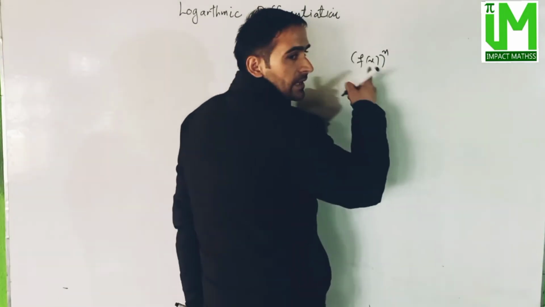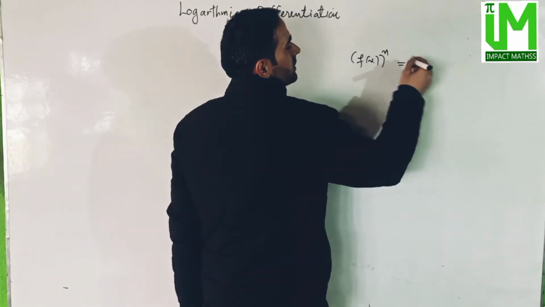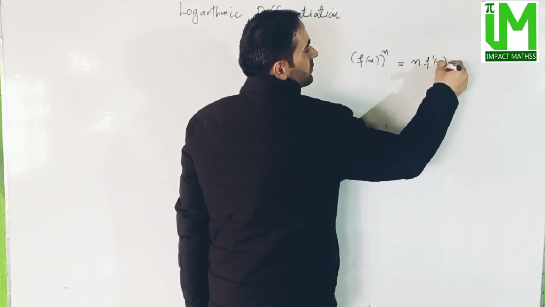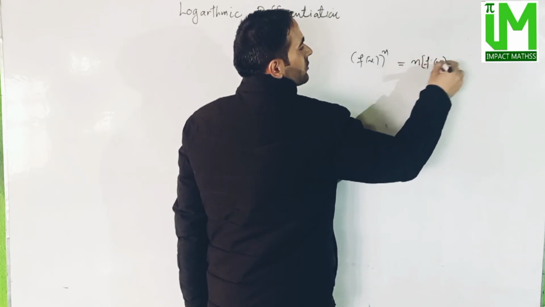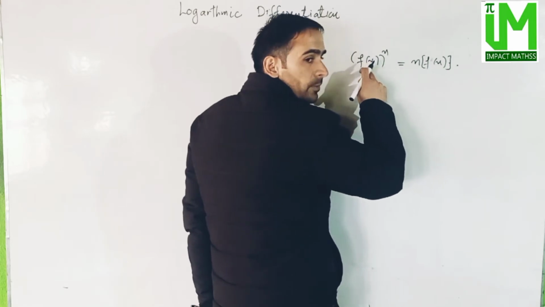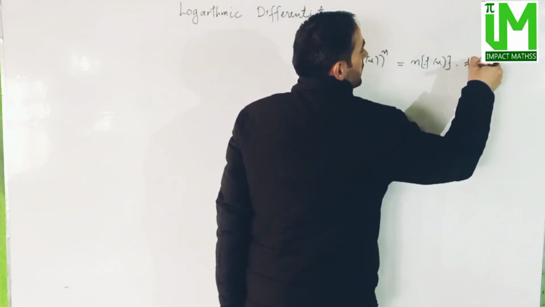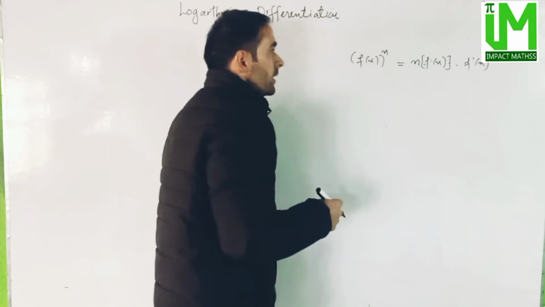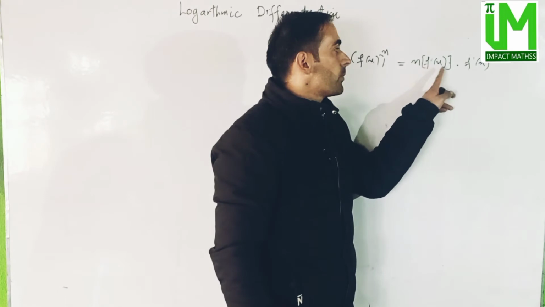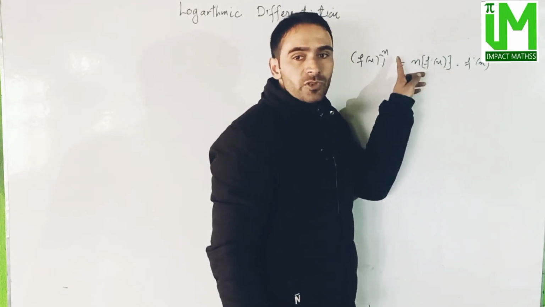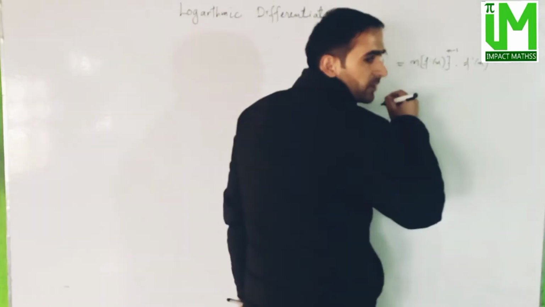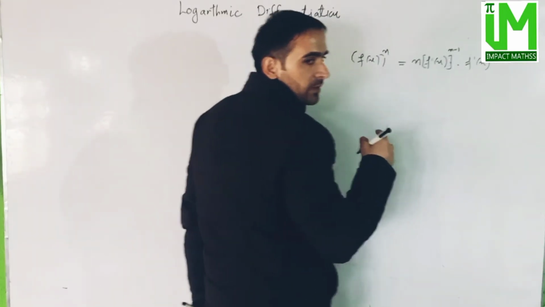If we treat this as a composite function, then we can differentiate it as n times f of x, into the internal differentiation, which happens to be f dash of x. So the differentiation of f of x raised to power n will be n times f of x raised to power n minus 1, into f dash of x, by the composite function rule.